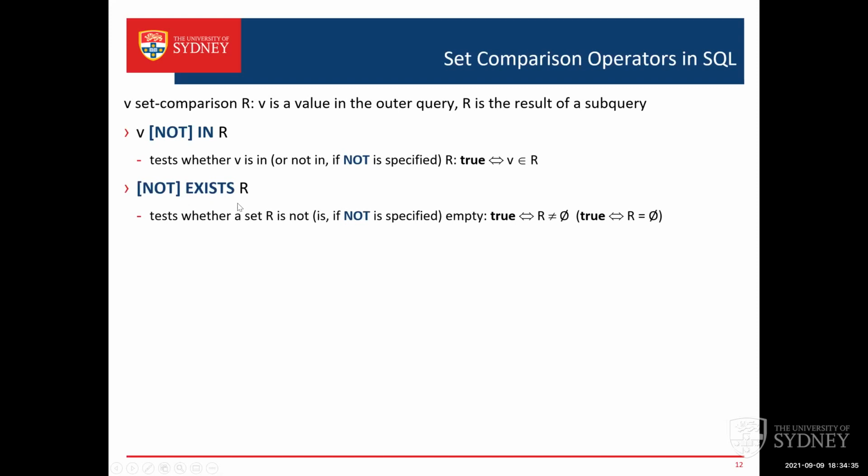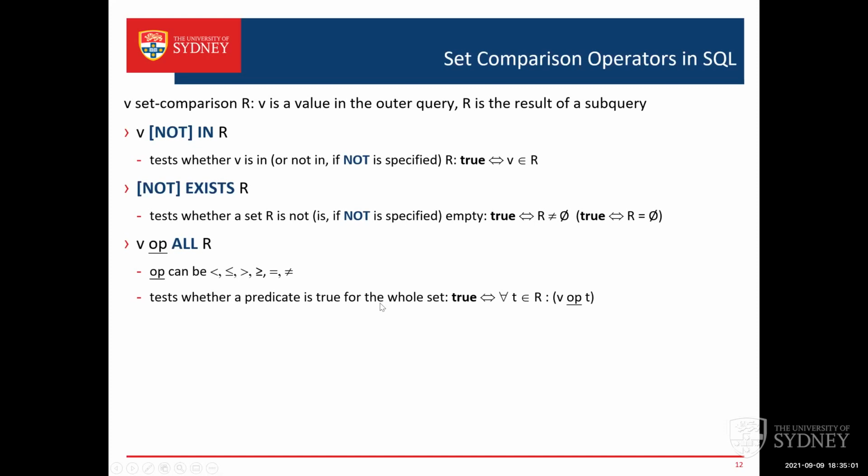We can write EXISTS or NOT EXISTS. EXISTS will simply check whether the inner query, or the subquery, returned a result or not. So EXISTS means it is not empty, that simply means that it has returned a result. Whatever the result, we don't care. The only thing is EXISTS will simply check whether there is a result coming from R or not. NOT EXISTS simply means that it will be empty. We'll see all of this, so don't worry.